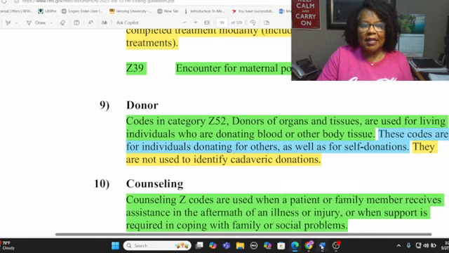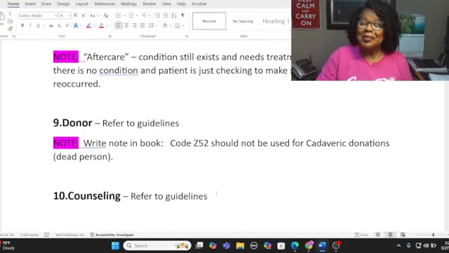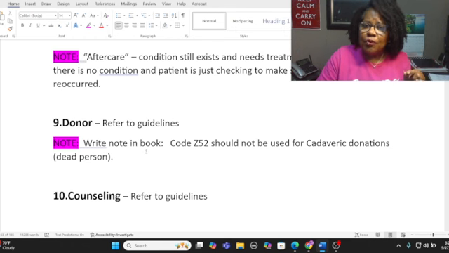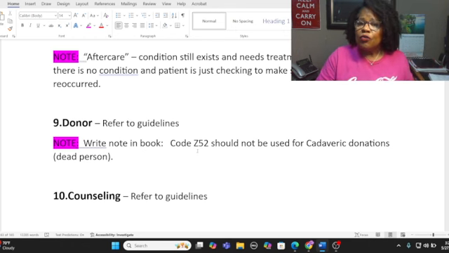So on my outline for donor, I just have my purple note. I remind my students to write notes in your book. As you're learning these guidelines and you're going through this process with me, make notes in your book. And at code Z52, put a note that says Z52 should not be used for cadaveric donations, which means a dead person is donating. Don't use Z52.